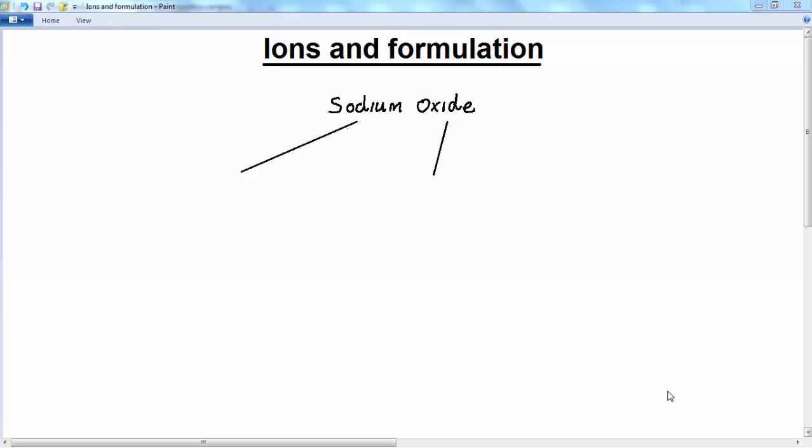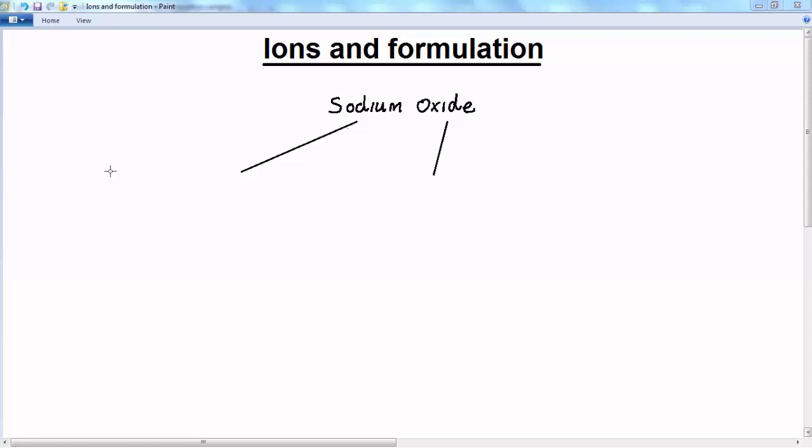In this lesson we're going to be looking at ions and formulation. That's to say, we're going to be learning how to work out the formula of a compound by considering the ions that are involved in making that compound. So let's just work through some examples to understand how we do this. We'll take, for example, sodium oxide.